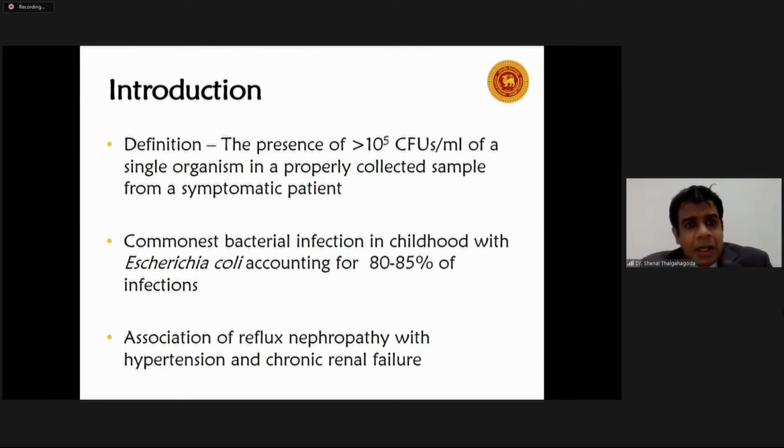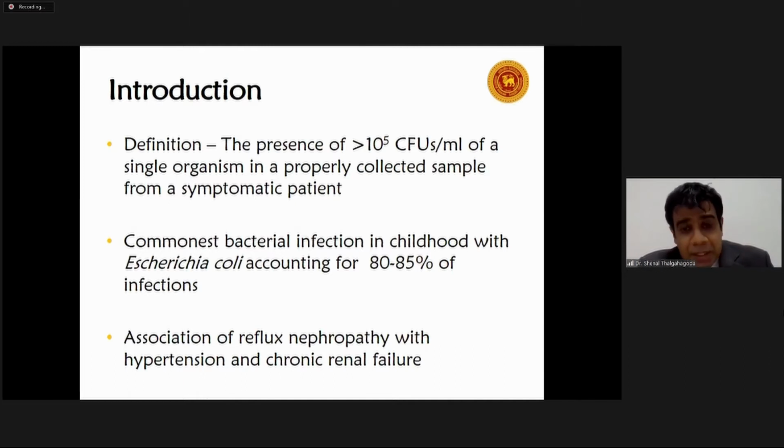So a urinary tract infection in children can be defined as the presence of more than 10 to the power of 5 colony-forming units per milliliter of urine of a single organism in a properly collected sample from a symptomatic patient. Now, all these terms in this definition are extremely important.